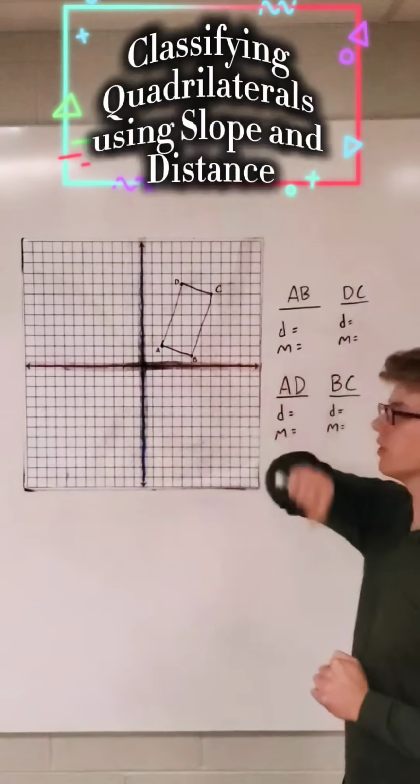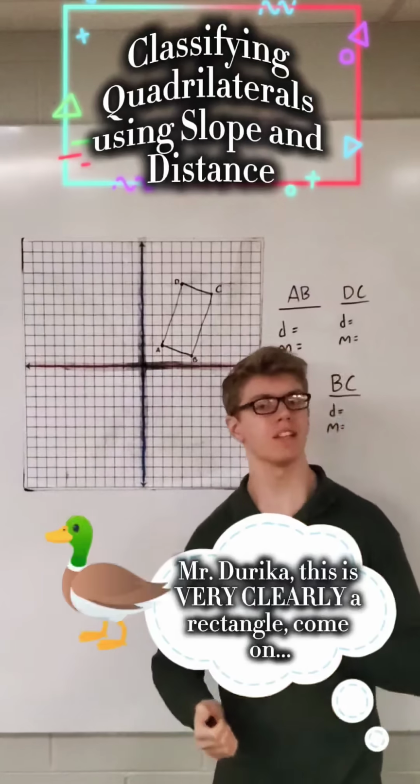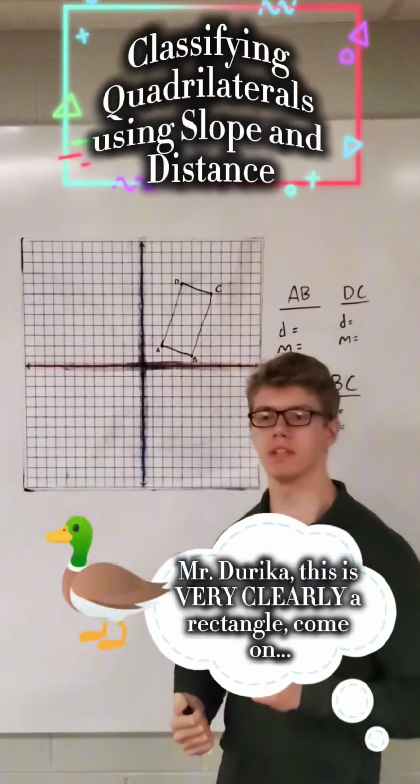You might tell me this very obviously looks like a rectangle. It walks like a duck and it quacks like a duck, it's probably a duck. But you need to be able to prove to me that it is a rectangle using slope and distance, and that's what we're going to do today.